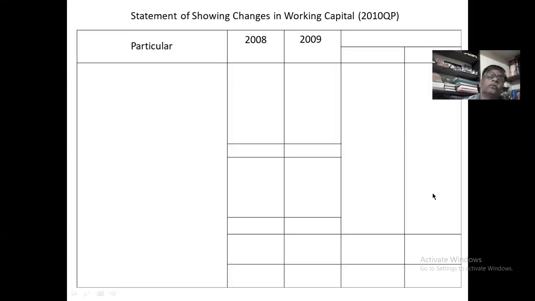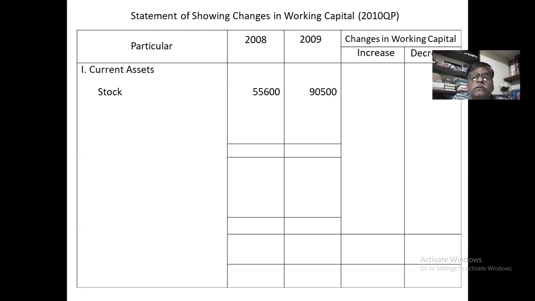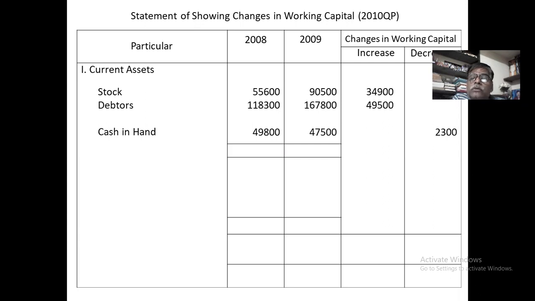Okay, 2008, 2009 changes. First is current asset, stock. Stock increased, write in the increase column. Debtors increase, write in the increase column. Then cash in hand, decrease is there, you write in the decrease column. Take the total of first column and second column. First column total current asset, second column total of current asset.